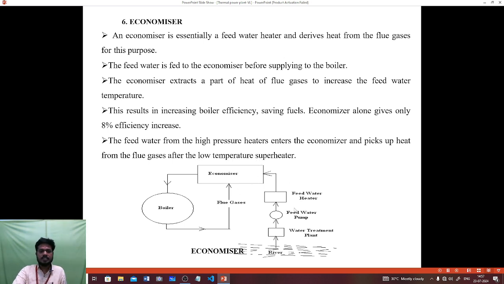Now we can see the diagram of an economizer. In the economizer, the water is pumped from the river, and the water treatment plant is used to filter the water from the river, and then it is pumped by the feed water pump, and the feed water heater is used to heat the water, and then it is sent to the economizer. In the economizer, the boiler flue gas is used to heat the water.